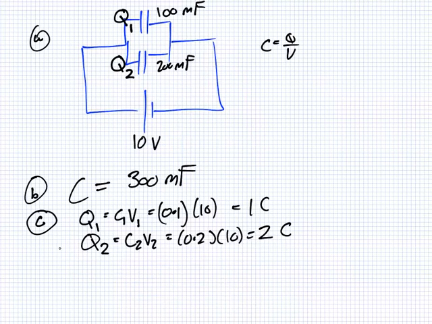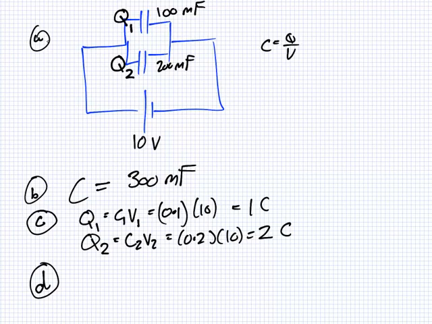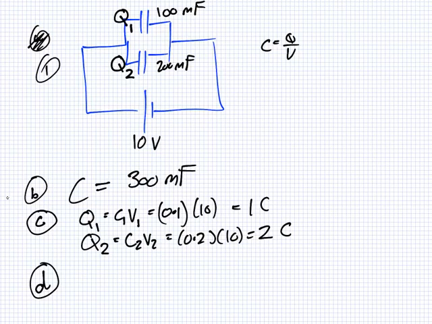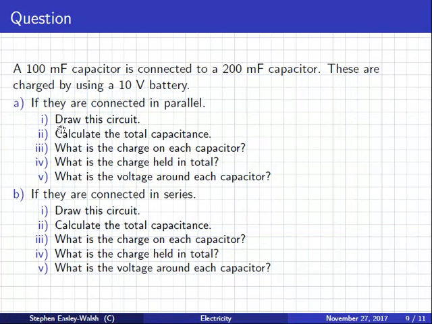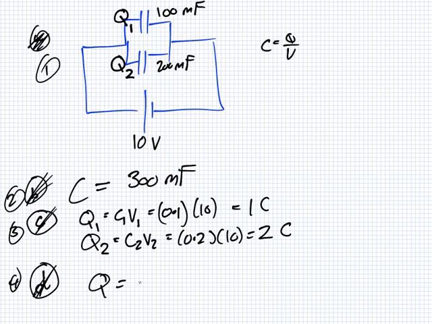Okay, D. Oh, not D, sorry, these are not letters A, B, C, D. It should be 1, 2, 3, 4. Not that it matters too much. Okay, 4. What is the charge in total? What's the total charge here? What's the formula? Plus. So here it's 3 coulombs.